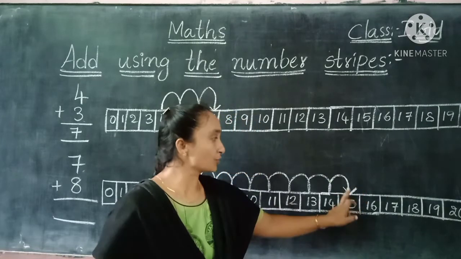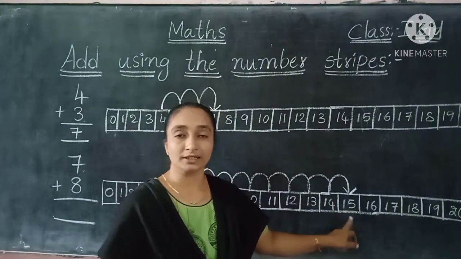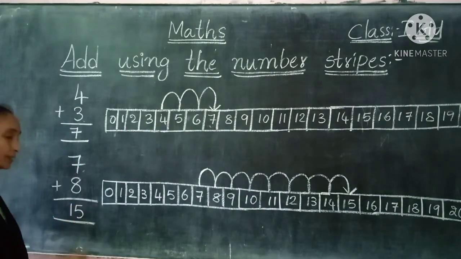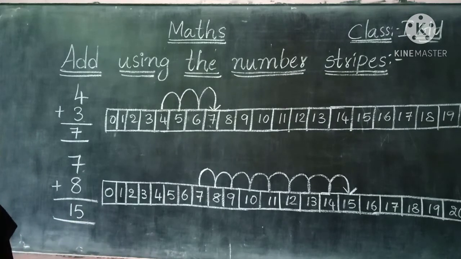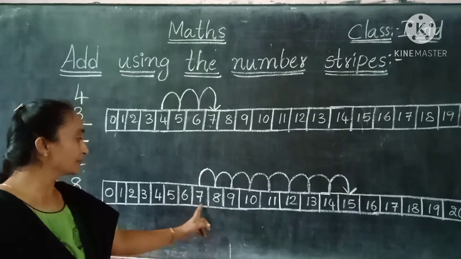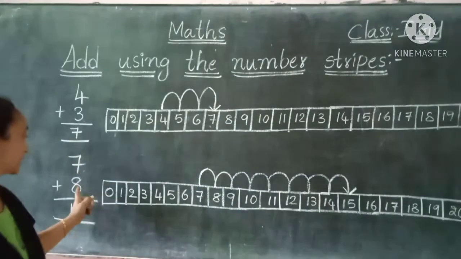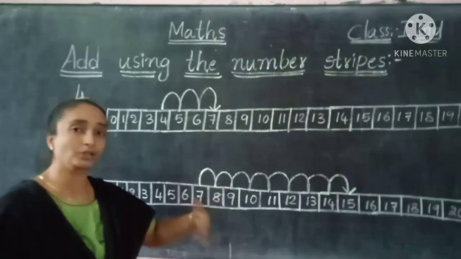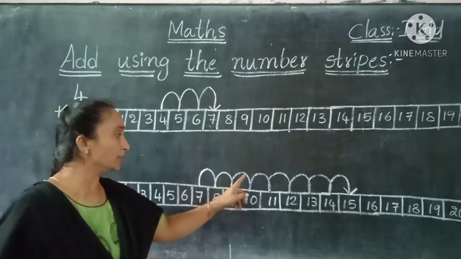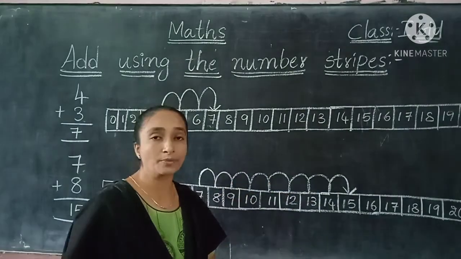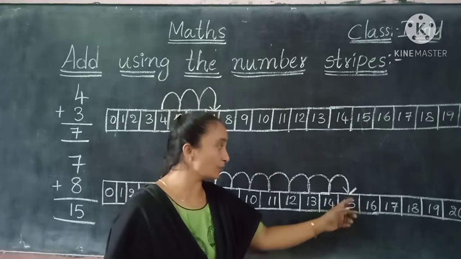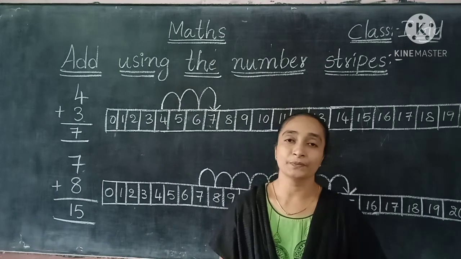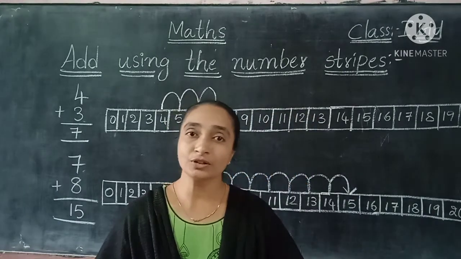So where we have stopped, children? 15. So the answer is 15. 7 plus 8 is equal to 15. Here we can write the answer 15. The first number 7, begin from the 7. Second number 8, that many jumps you should go forward: 1, 2, 3, 4, 5, 6, 7, 8. Up to 8 jumps we have gone forward, and we stopped at 15. So 15 is the answer. Hope you understood, children, all of you, how we have done.